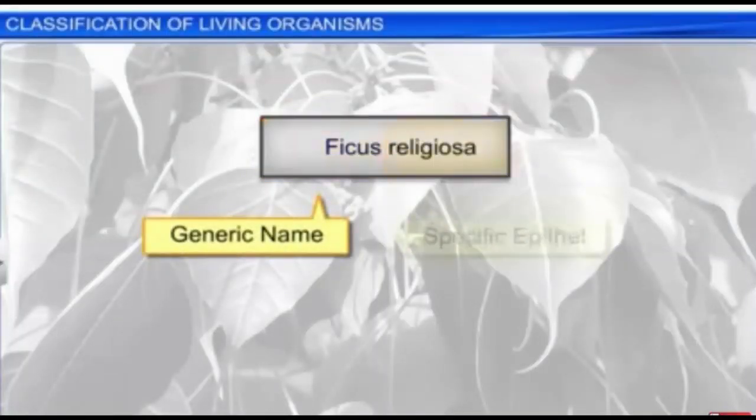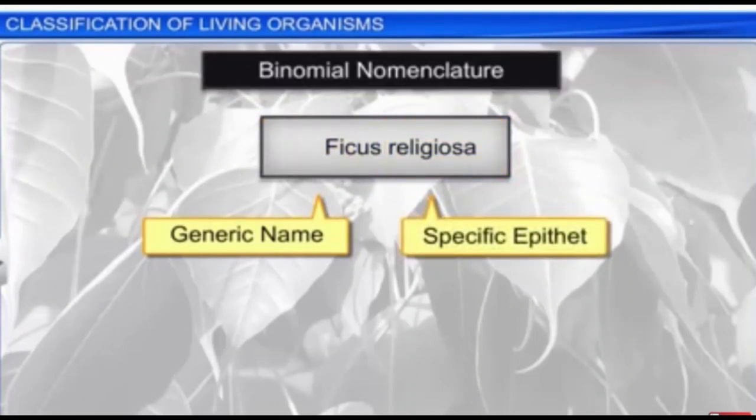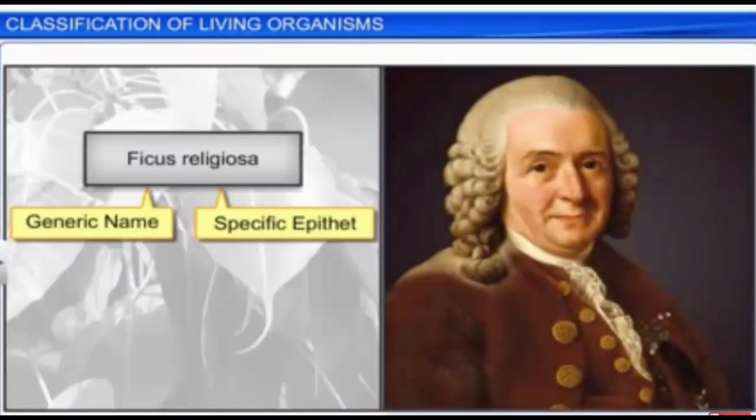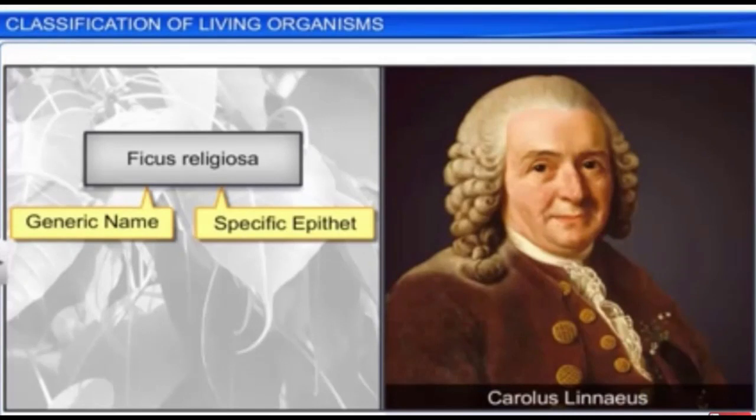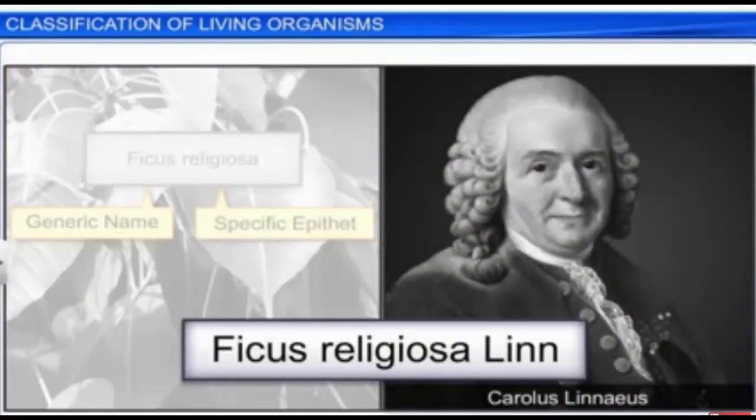This system of representing a name with two components is called binomial nomenclature, and was devised by Carolus Linnaeus, also known as the father of modern taxonomy. Sometimes, the name of the author who first described the species is written at the end of the specific epithet. For example, in Ficus religiosa Linn, Linn is the abbreviated name for Linnaeus.